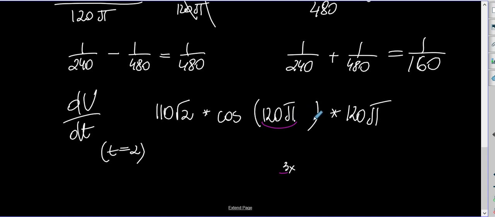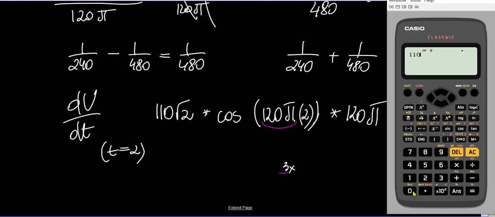I'm just going to remove t here and put 2 in place of t, and therefore put that in the calculator to find the value of it. Multiply by cos, 120 multiplied by pi multiplied by 2, close bracket, multiply by 120 multiply by pi. Sometimes when you don't put multiplication sign beside the numbers, the calculator will tell you an error. So we have to give it to the nearest unit. So that will go, so 58,646 volts per second. That's because it's V and T, volts per second. That is our rate.